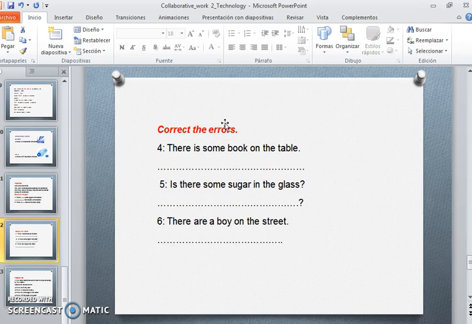Correct the errors. There is some book on the table. Next, is there some sugar in the glass? The last one, there are a boy on the street.